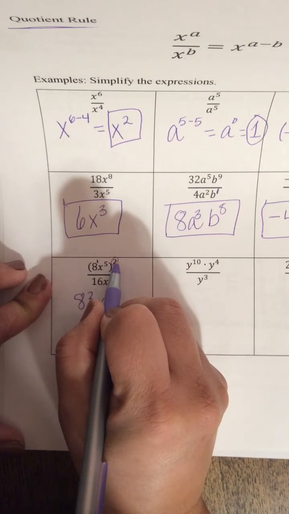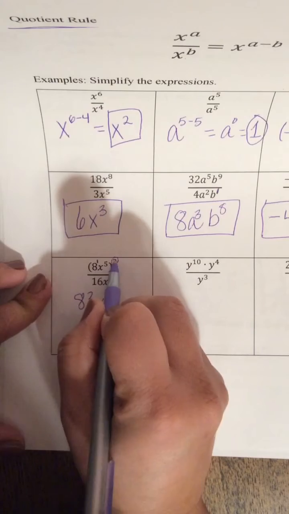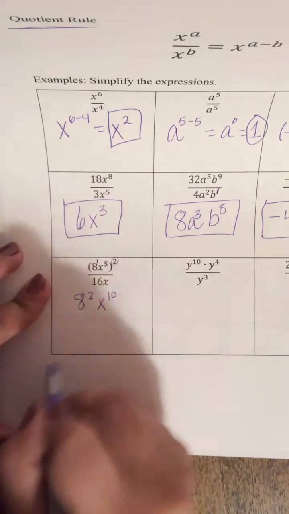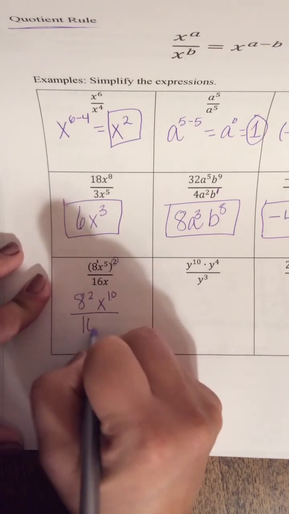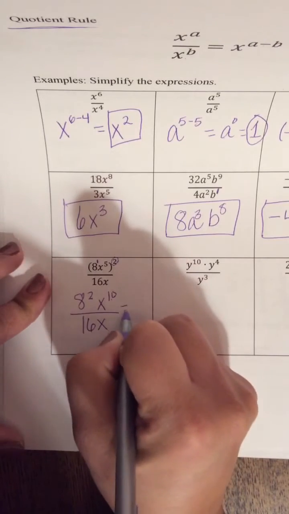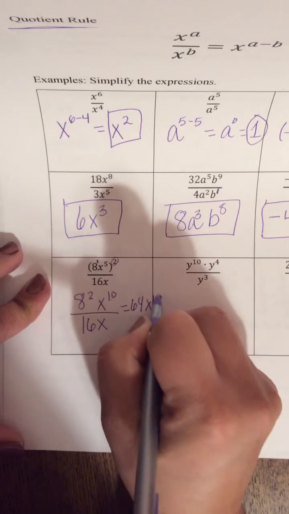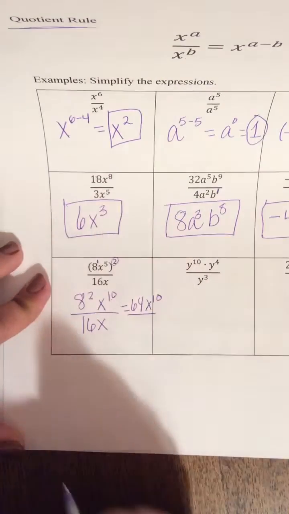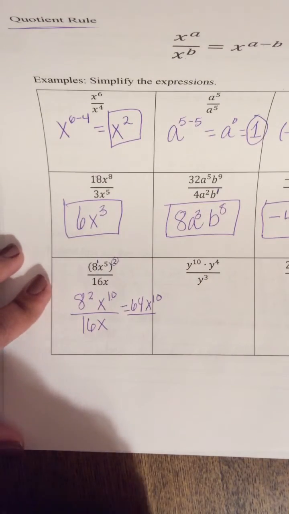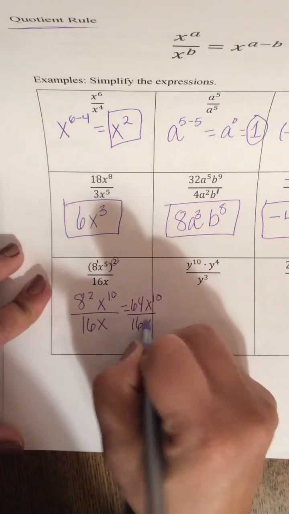We're using the power rule. 1 times 2 is 2. 5 times 2 is 10. And then we're going to have over 16x. We're going to actually compute 8 squared. That's 64. X to the 10th. If you don't know that, you could do it on the calculator, but it's just 8 times 8. And then this is over 16x.